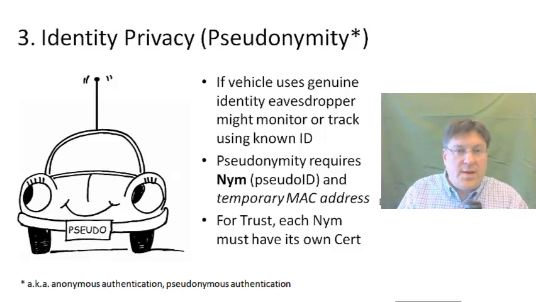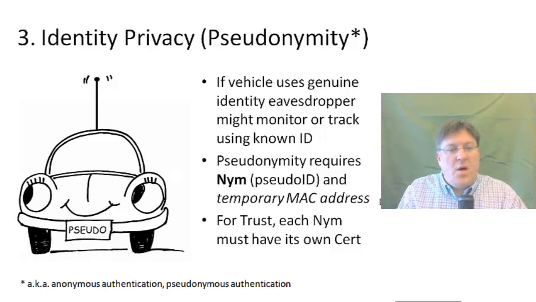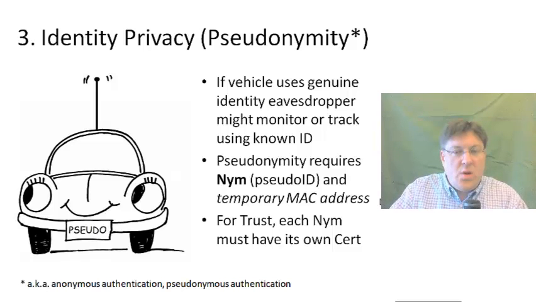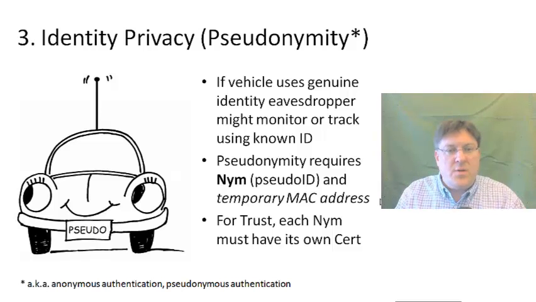Number 3 is identity privacy. Some people call this anonymous authentication. Some people call it pseudonymous authentication. We will call it pseudonymity because the word anonymity has a mathematical meaning, and we need to use it as a metric. So we're going to use pseudonymity for this presentation because what we're talking about is not anonymity where you have no name, but pseudonymity where you have a false name.